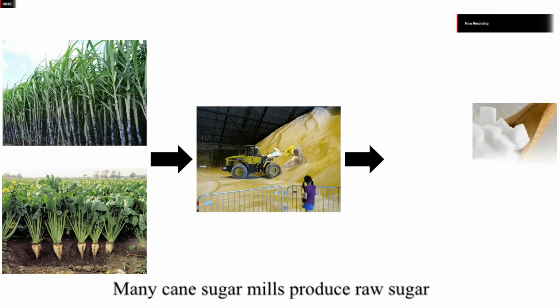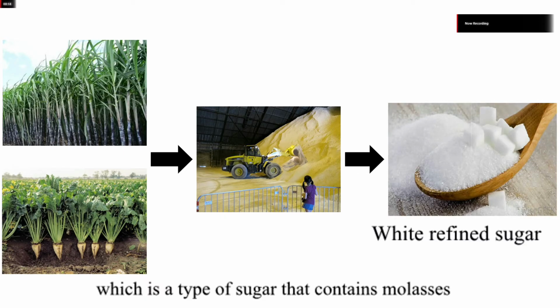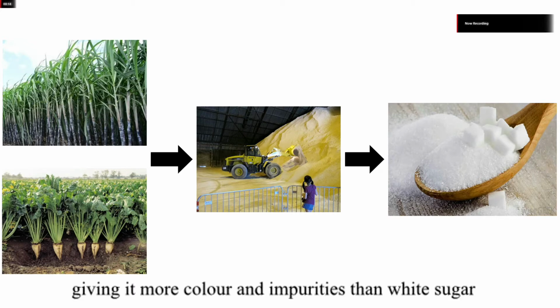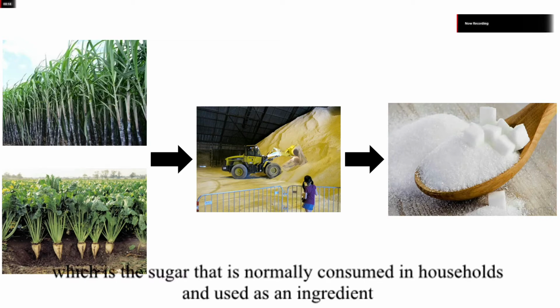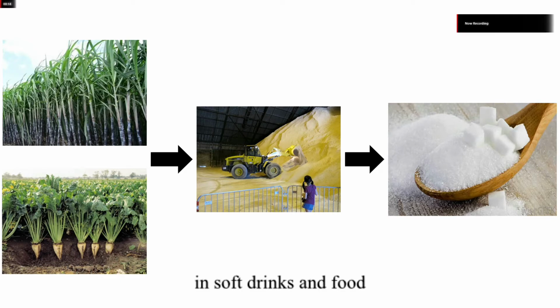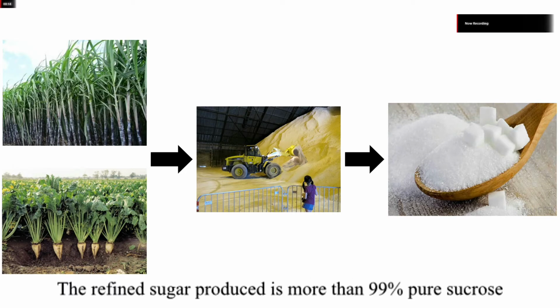Many cane sugar mills produce raw sugar, which is a type of sugar that still contains molasses, giving it more color and impurities than white sugar, which is a type of sugar that is normally consumed in households and used as an ingredient in soft drinks and food. The refined sugar produced is more than 99% pure sucrose.